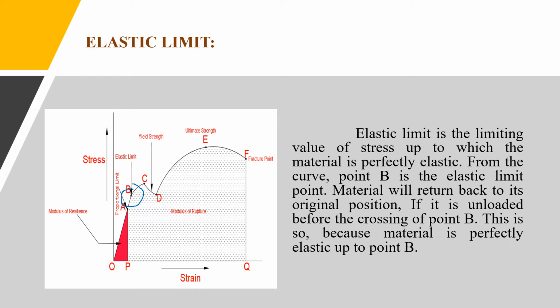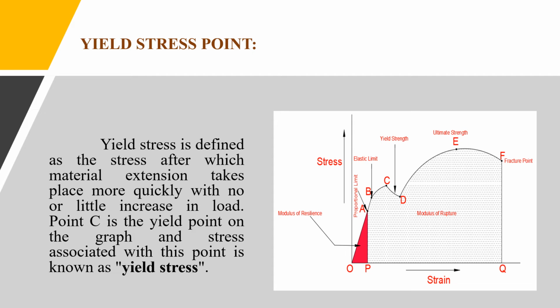That point is called the elastic point or elastic limit. Up to that point B, the material will regain its original shape. And coming to the third point, this is the yield stress point. At the yield stress point, beyond this stress the material undergoes extension. So this C to D portion is the yield strength portion. That C point is nothing but the upper yield point and D point is the lower yield point.